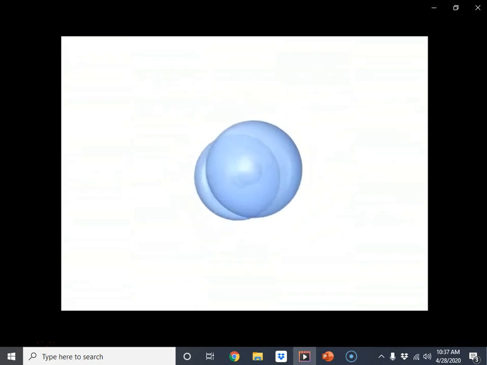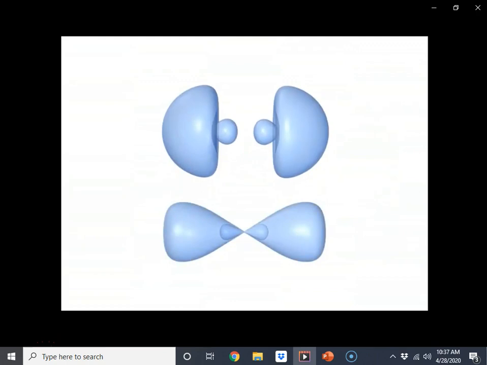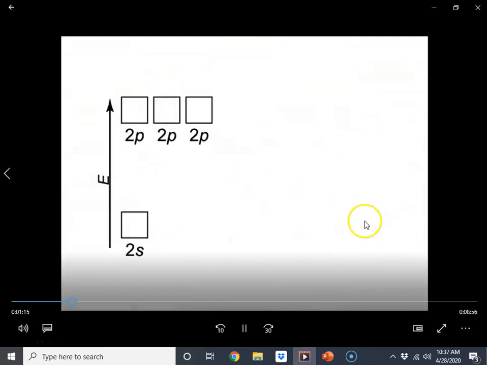So that was the mixing of the spherical 2s orbital and the dumbbell 2p. So that's what it actually looks like, but then we're going to show a stylized version. It's just going to be easier if we see that. And sometimes they even leave out these little bits in between.